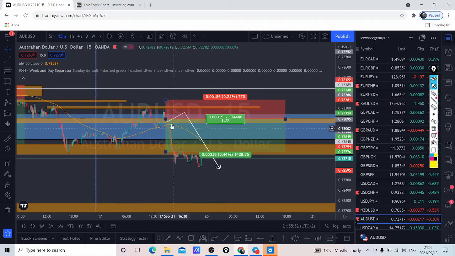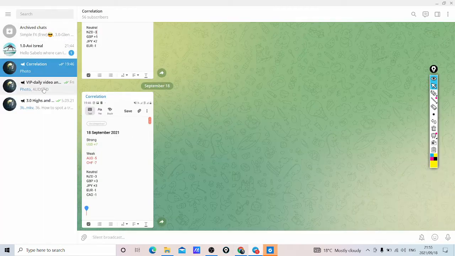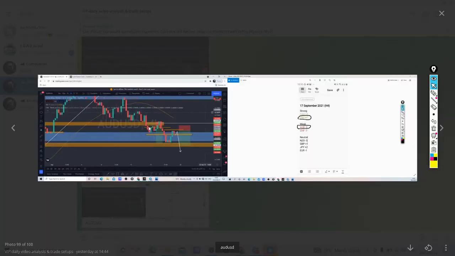And the signal was given. I can even show you. I even gave the signal to my students here. AUDUSD correlation, I sent the correlation numbers. The US dollar was bullish, AUD was bearish. Then that was a clear sell. I waited for the market to switch time frames, then make rejections, and then I sold.